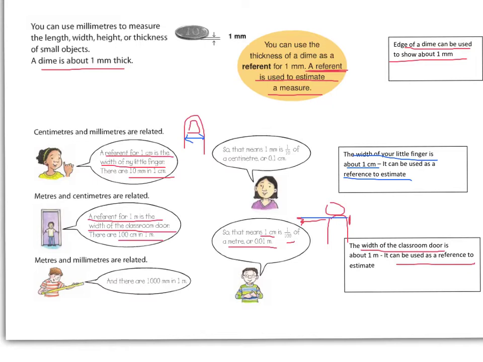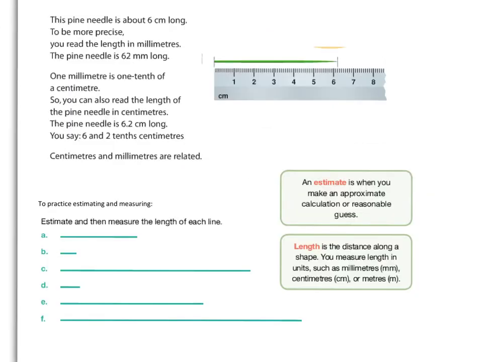Continuing here, we have millimeters, and meters are also related. We also know that there are 1,000 millimeters in 1 meter. So, using this, we're going to estimate some lengths. We're going to convert some lengths. All right, so here we have an example. We have a pine needle here. Its length is about 6 centimeters long.